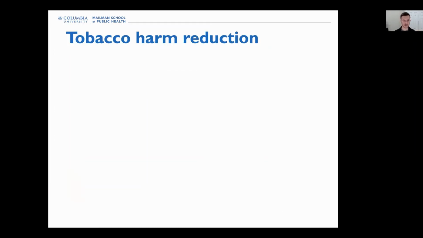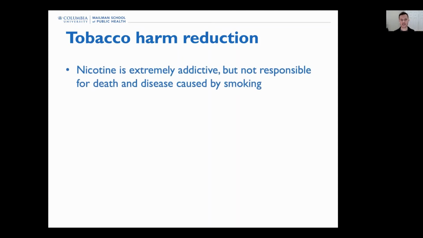And tobacco harm reduction is something that the field of tobacco control has really focused on heavily over the past several years. And the central premise of tobacco harm reduction is that all of those tobacco products that we talked about have one thing in common, and that is nicotine. And while we know that nicotine is very, very addictive, it's not what causes the cancer from tobacco use. It's not what causes the lung disease and even the heart disease.